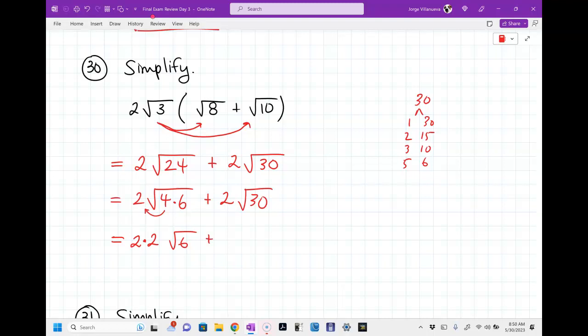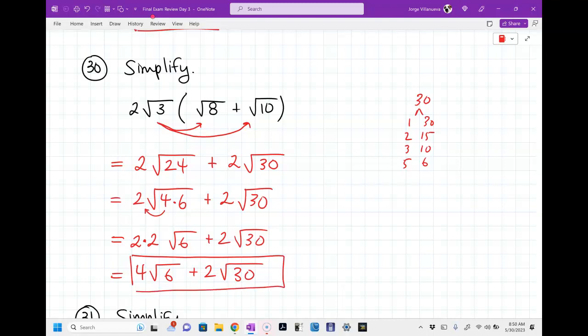Again, I'm showing a little bit of extra work. Most people don't show that step that I'm doing right now. They just multiply. But 2 times 2 is 4. So 4 square root of 6 plus 2 square root of 30. And that's your answer. You can't combine those. Are we okay with that one?